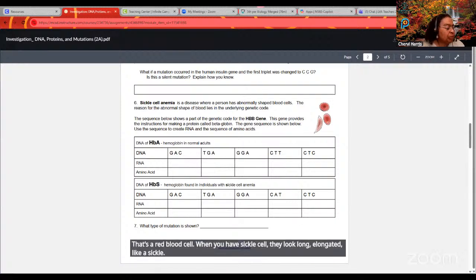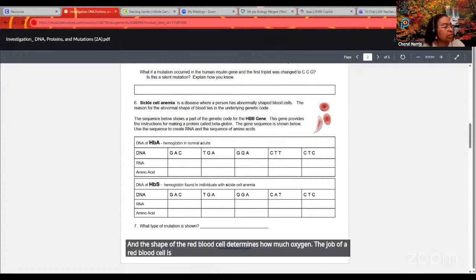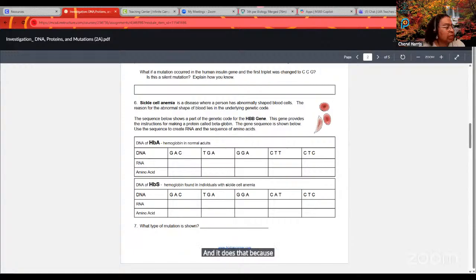And the shape of the red blood cell determines how much oxygen it can carry. The job of a red blood cell is to carry oxygen. And it does that because of a protein called hemoglobin. The oxygen binds to the hemoglobin. All right, so you can carry more oxygen when the cell is shaped correctly. So the first row wants you to do the normal shape of the hemoglobin. So fill that in.